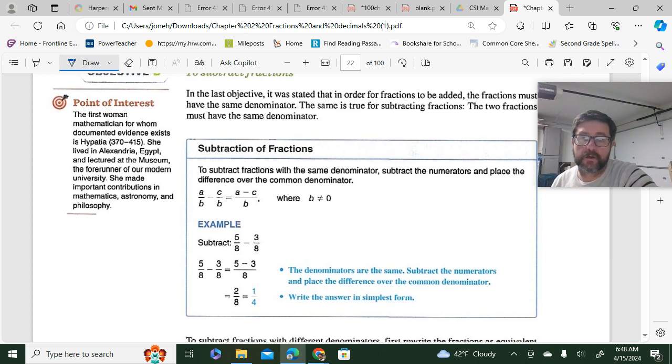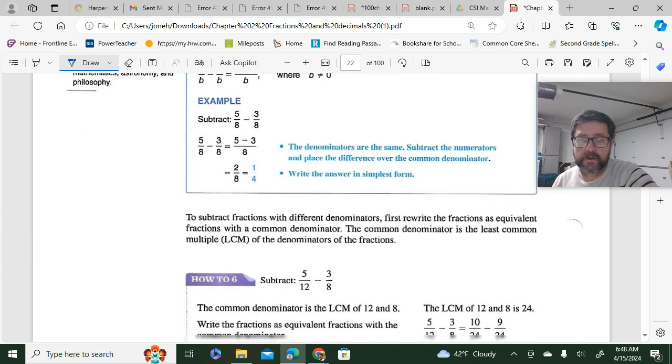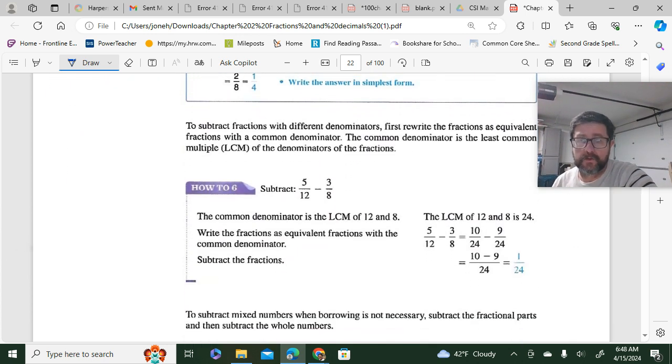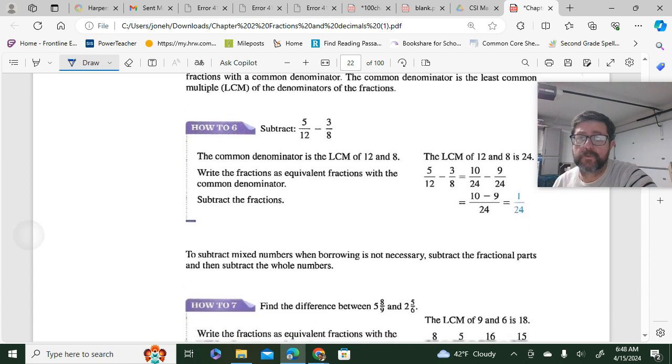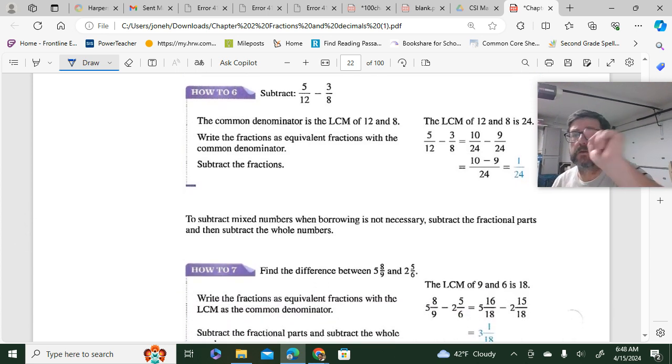Okay, subtracting a fraction. You do subtraction the same way as you did addition, other than you're subtracting. So, if you already have common denominators, with a common denominator of 8, it's 5 minus 3, and that over 8. Okay, I'm going over these kind of fast now because you guys know how to do this. So, on to number 6, subtract 5/12 minus 3/8.